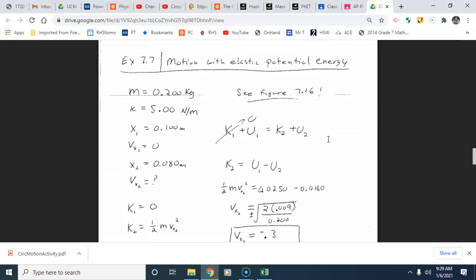It says a glider with a mass of 0.2 kilograms sits on a frictionless horizontal air track. So we don't have to worry about work other because of friction.